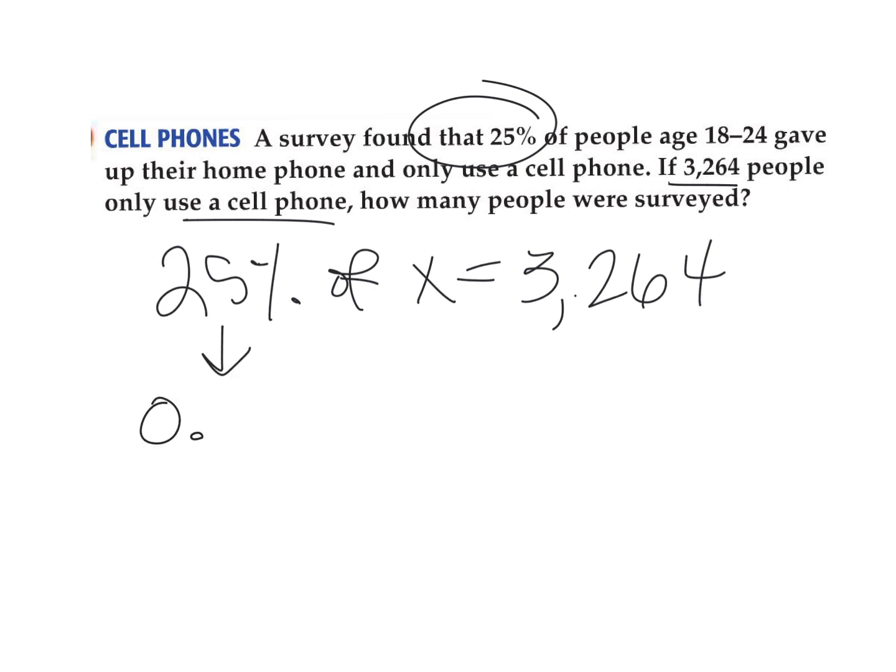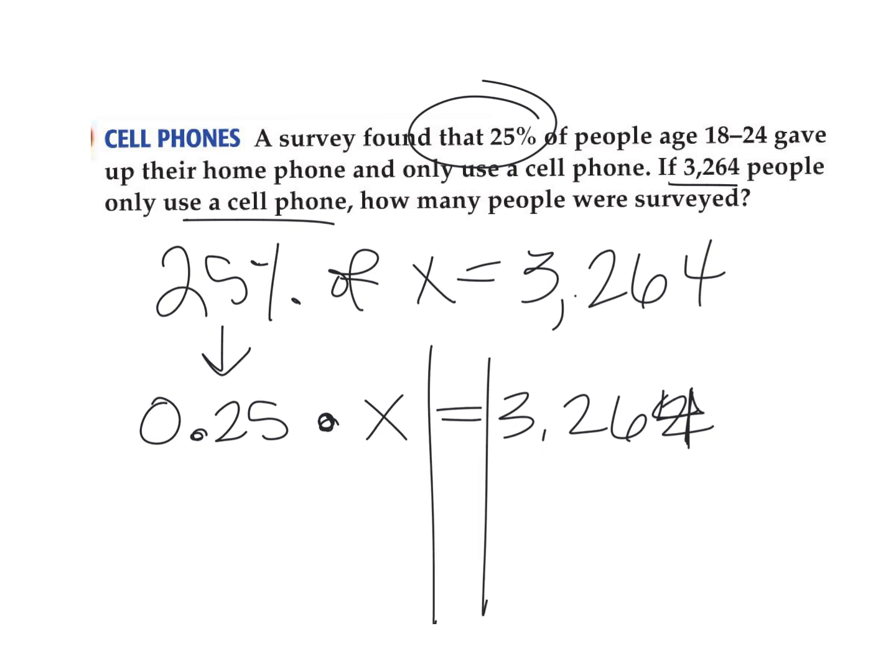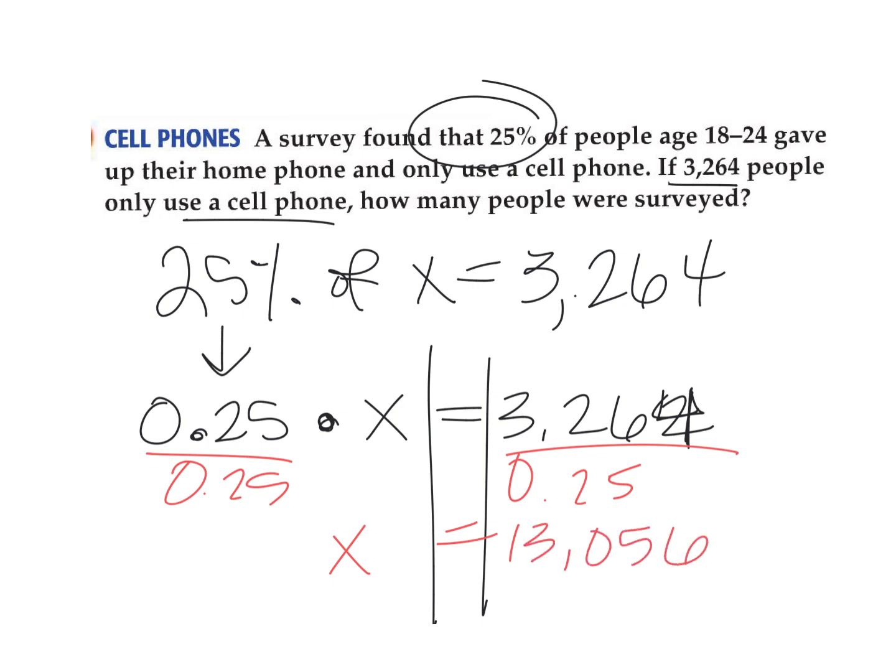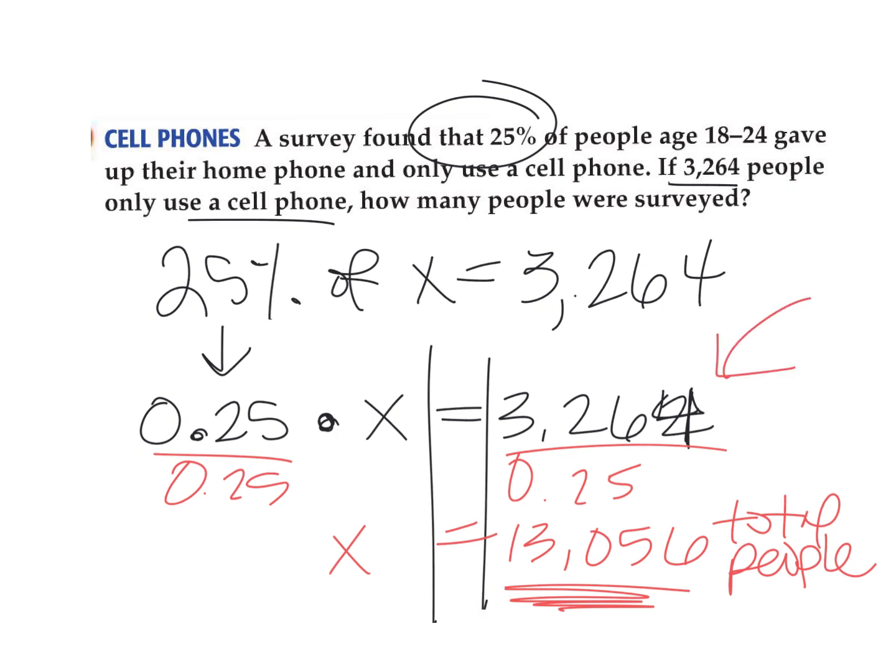So I know that that's the same as 0.25 times however many total people equals 3,264. And then I just do my one-step equation, and I can divide both sides by 25 hundredths. And then I should get 13,056 total people. So you could check on your calculator. Pause me and check. And then if I took 25% of this number, I should get 3,264.